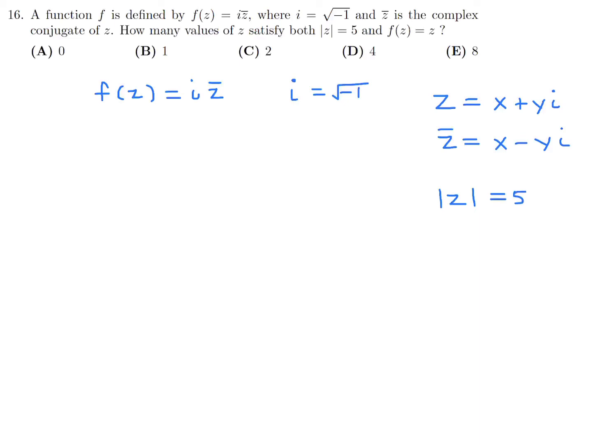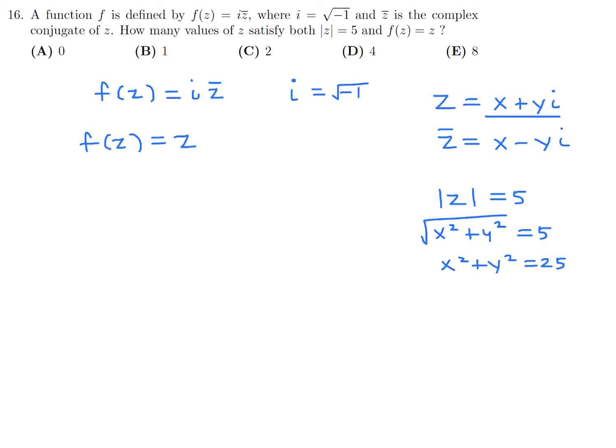So that means that x squared plus y squared, the square root of that is equal to 5. Or if you want to get rid of the square root, x squared plus y squared is equal to 25. Okay, that's what that means. And then we take care of that guy, and let's look at this one. f at z equals z. f at z is equal to z.